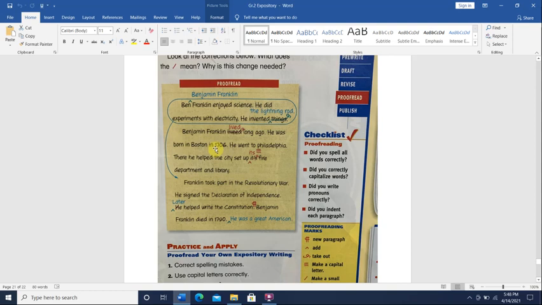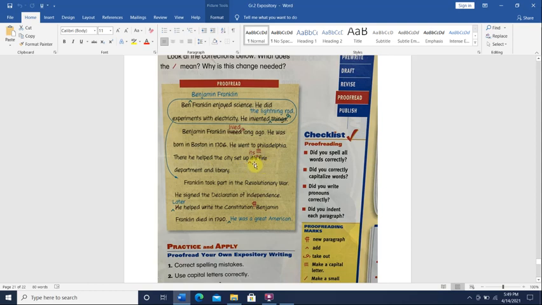Okay, Benjamin Franklin, here the word lived was misspelled, so the girl corrected her mistake. Benjamin Franklin lived long ago. He was born in Boston in 1706. He went to Philadelphia. Philadelphia is the name of a city, so it must begin with a capital letter. So here, the 3 lines mean you have to capitalize it.